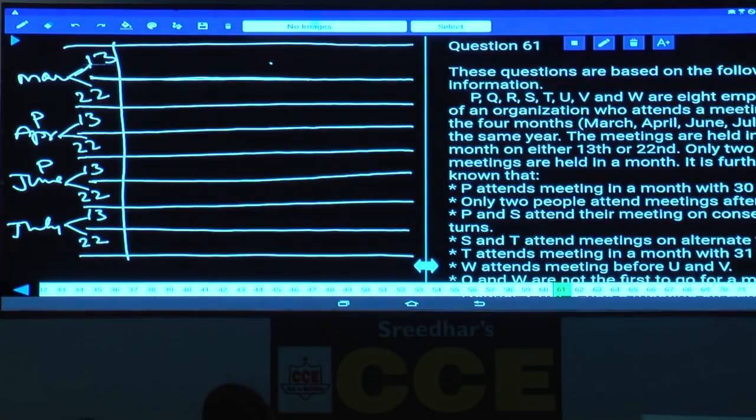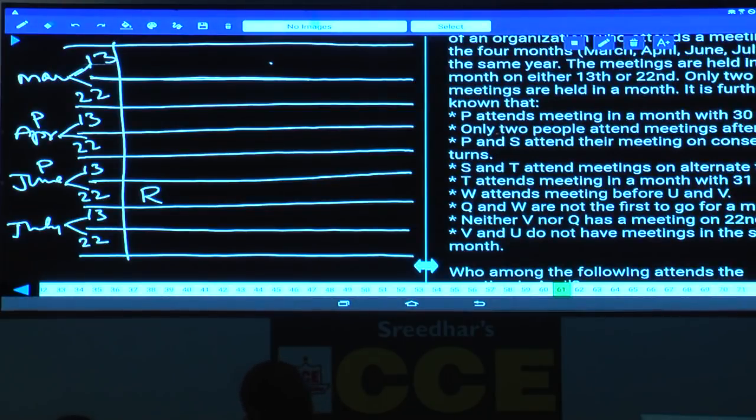Only 2 people attend meetings after R. After R, tell me how many persons are there? There are exactly 2. Hence, R at the 3rd place from the bottom is fixed. R, June 22nd. Because there must be only 2 people attending after R.